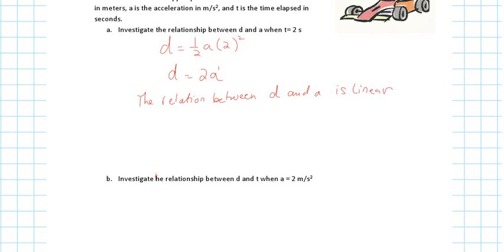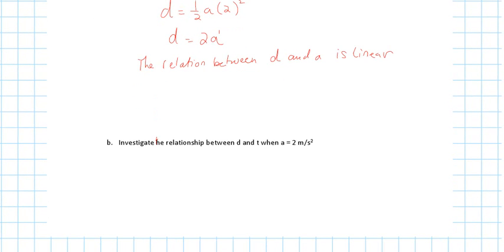So plug 2 in for a. d is equal to a half a t squared. I'm going to replace a with 2. And then half times 2, that's 1. So d is equal to t squared. Okay? So if I look at this, the relationship between the distance and time is a quadratic relationship because I have that square on the t.